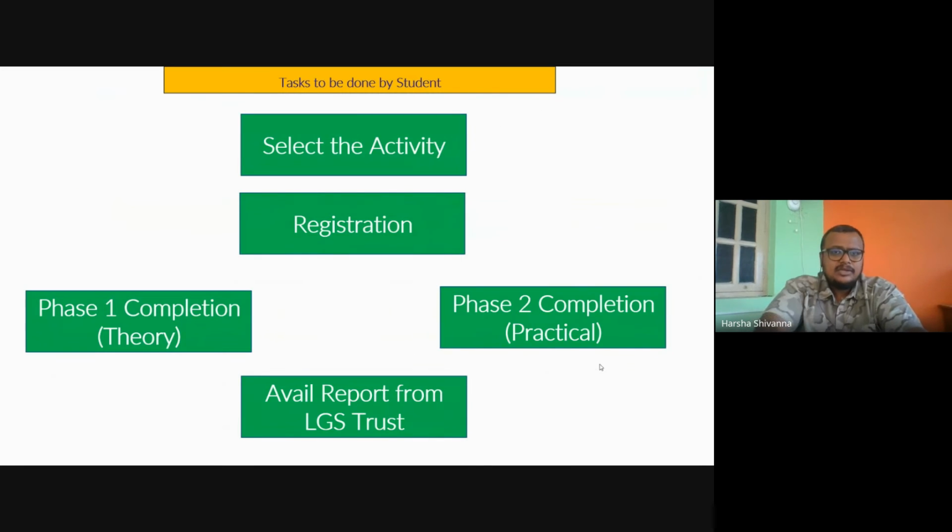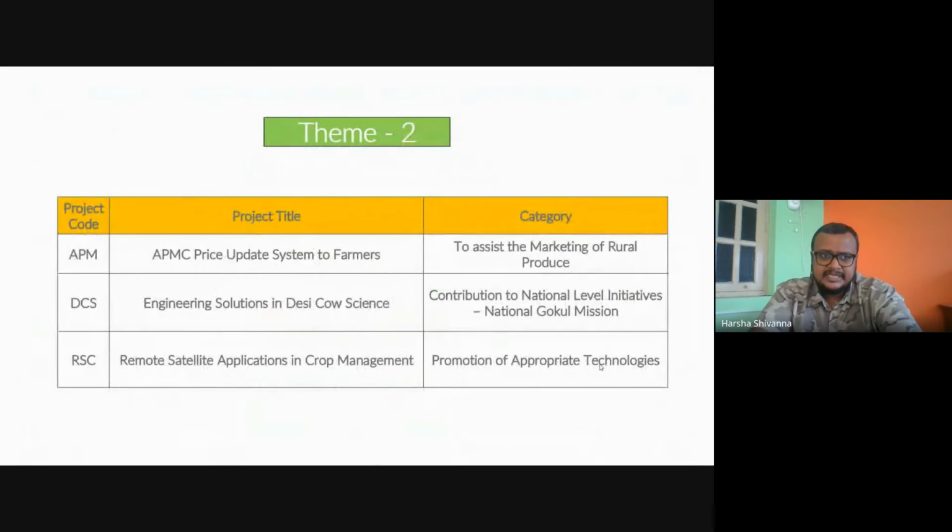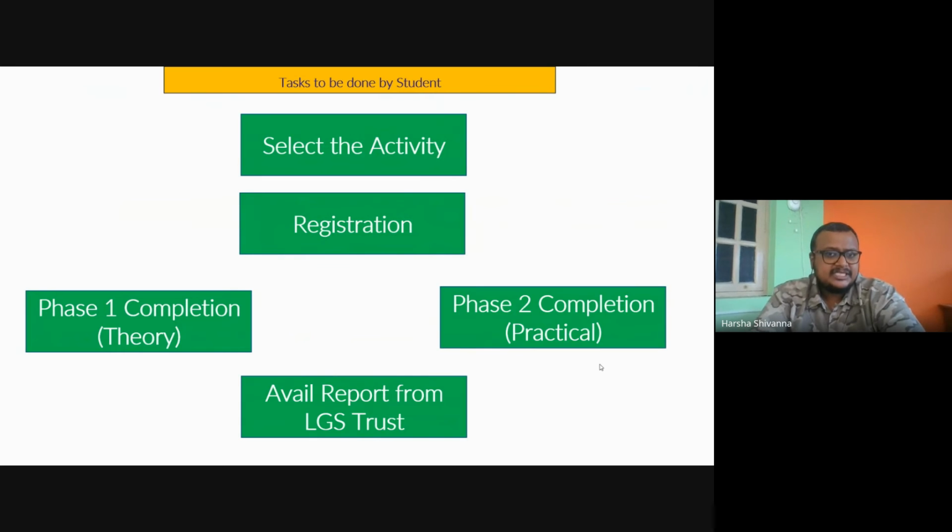Now, the student has to select the activity out of these 11 activities available. Registration has to be done on the website. How the registration can be done will be explained in this video. Then the theory part has to be completed, and the practical has to be completed. A user manual will be provided for the completion of all this. Once the registration is completed, the student will be added to the WhatsApp group and the user manual will be sent to the student. Any clarifications needed, I am available on both call and WhatsApp from morning 9 to night 1 o'clock. At the end, evaluation will be done and the report will be emailed to the student.